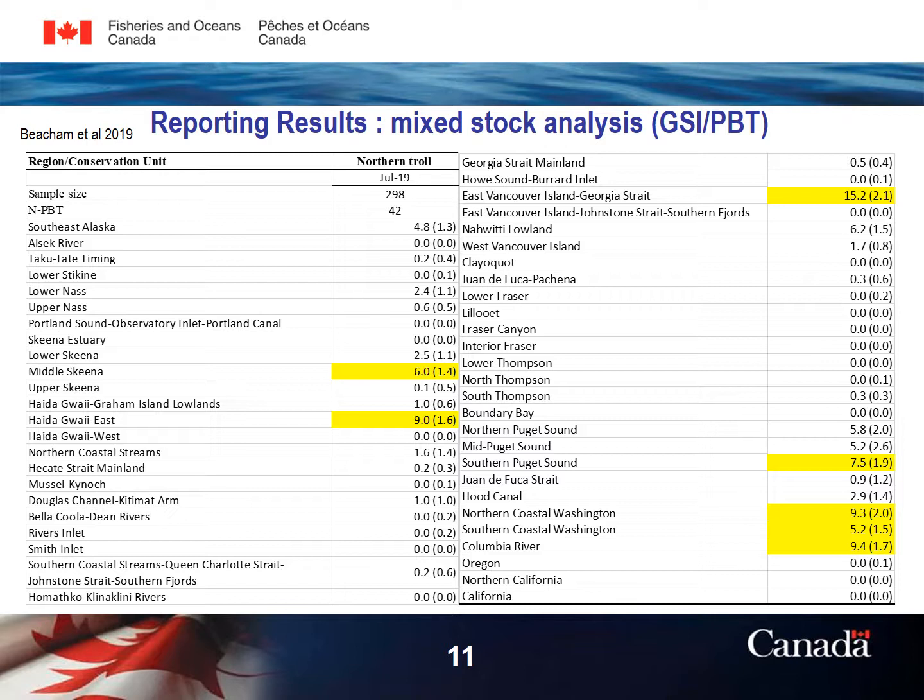In this example, a total of 298 fish were analyzed, of which 42 were identified by PBT, which means these fish were progeny of hatchery broods that we'd previously genotyped. The remaining fish are assigned using GSI, and the combined GSI and PBT estimates are reported by conservation unit. Typically in these northern troll samples, catches are from both Canada and US stocks. Highlighted in yellow, there is a considerable portion of the catch from mid-Skeena, Haida Gwaii, east coast of Vancouver Island, and then US stocks Puget Sound, coastal US, and Columbia River.